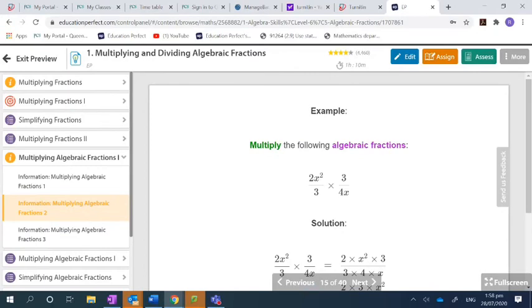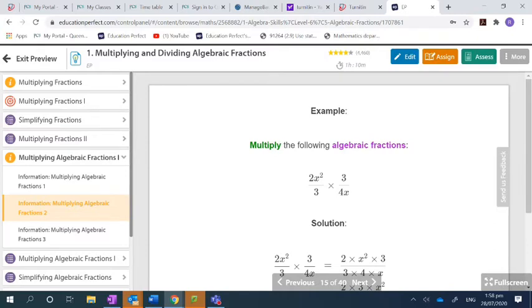So here we go. Multiply the following algebraic fractions. We know they're fractions because we see the fraction bar. How do I know that they're algebraic? Because they have variables or letters in them. Excellent. Also, a thing you need to make sure you remember is to watch out for signs, because they can have positives and negatives. Here they're all positive, so we're not worried about it.